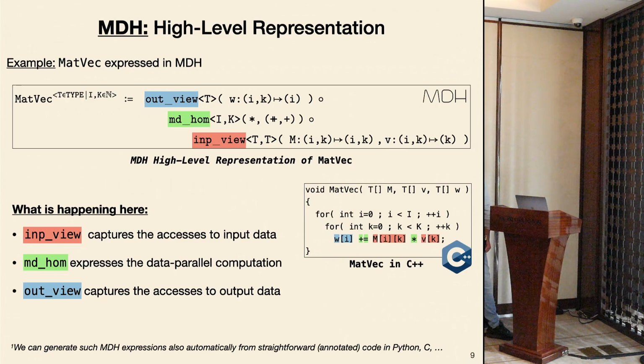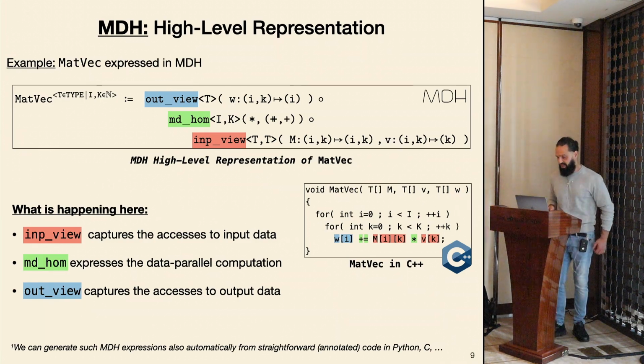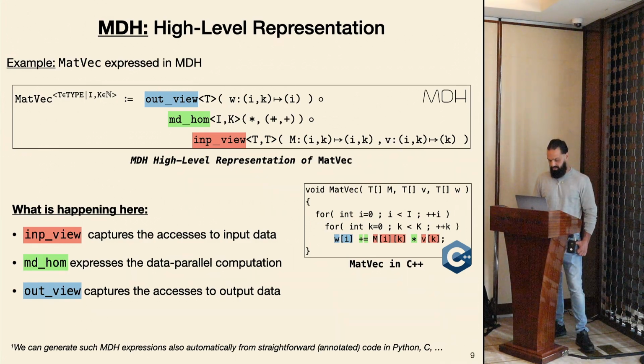So here we say, okay, i and k are indices of the iteration space, and then we map them to k. So these i and k you can consider as this i and k, and this k here is this k. That's how these index functions can be interpreted. Any further questions so far?